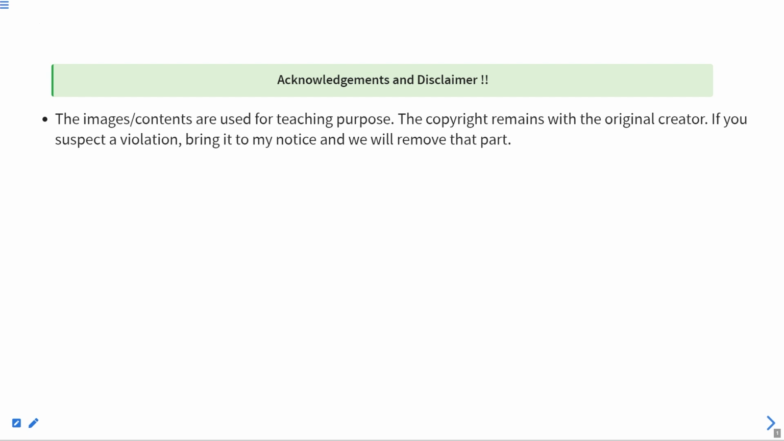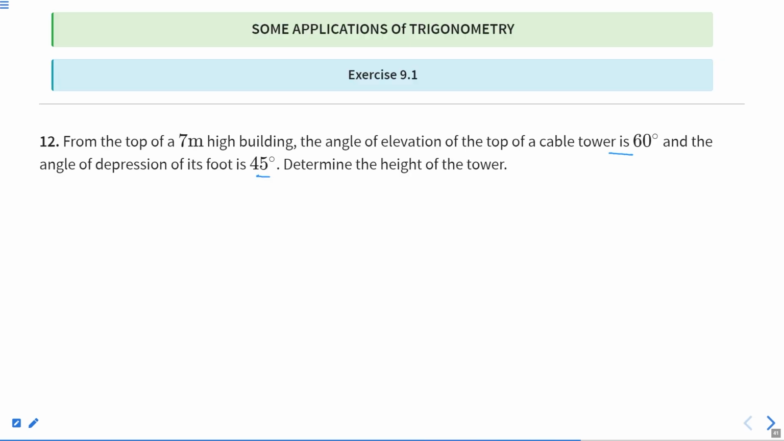In this lecture we will study exercise 9.1, and if time permits we'll discuss the summary of this chapter. Here we'll discuss exercise number 12. Exercises 1 to 11 we have discussed in our previous lecture.